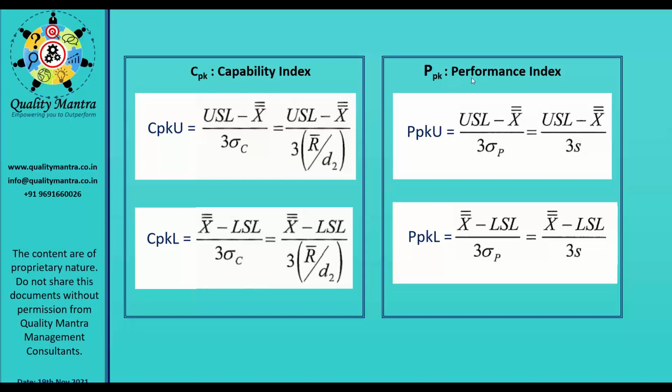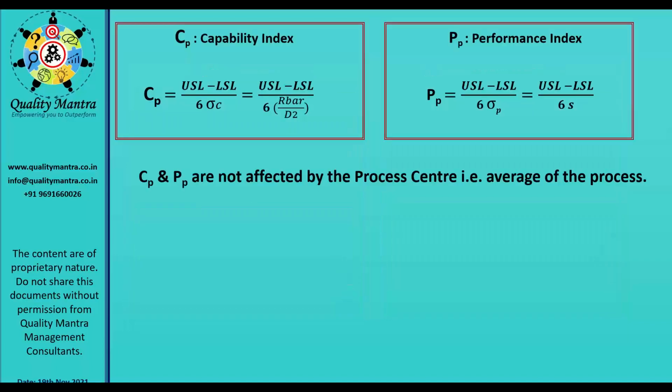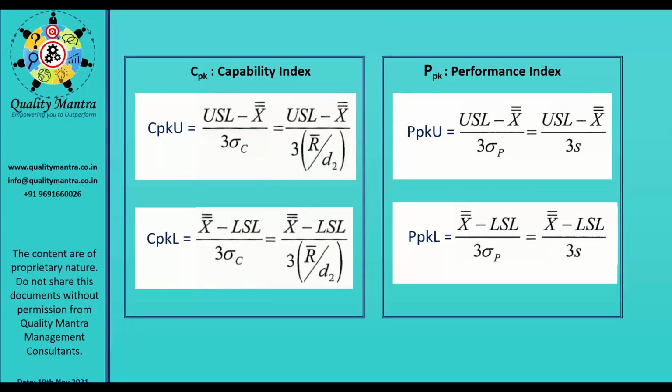So what is this CPK and PPK? Just look at the formula carefully and compare it with the formulas of the CP and PP. What is the difference you are finding here?